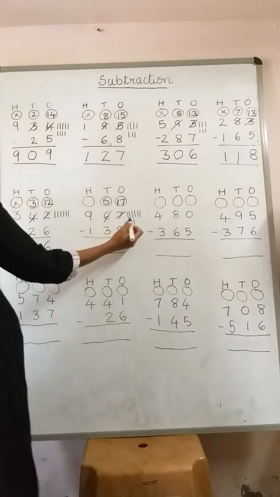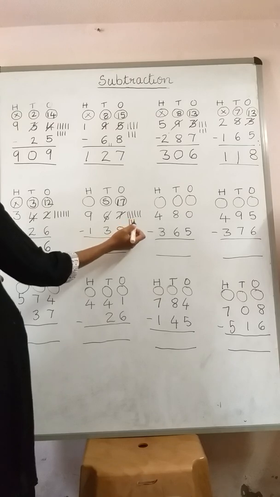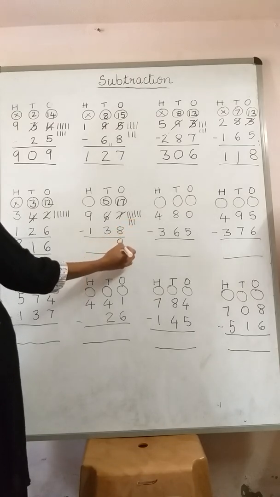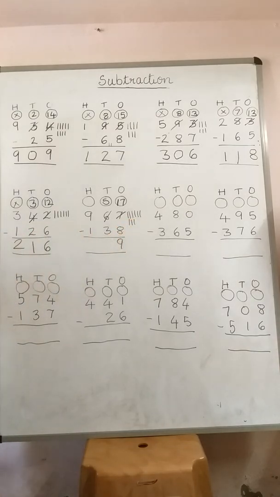Count the number of lines. 1, 2, 3, 4, 5, 6, 7, 8, 9. So it is 9. 17 minus 8 gives you 9.